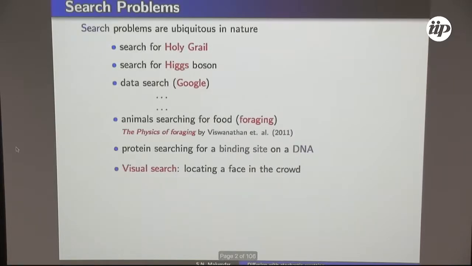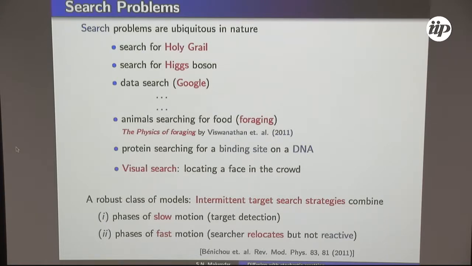The motivation actually comes from search problems. Search problems are ubiquitous in nature. You have the search for the Holy Grail in Dan Brown's book, The Da Vinci Code, the search for the Higgs boson, data search in Google, animals searching for food, which is called foraging, a protein searching for a binding site on a DNA, and visual search when you're trying to locate a face in a crowd. There are many different search mechanisms, and there is not one single mechanism for a search phenomenon, but there is one robust class of models which go by the name of intermittent target search strategies.